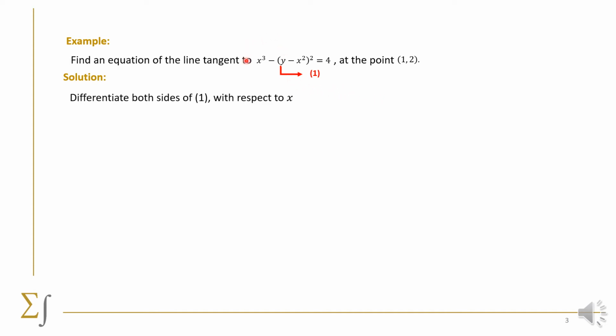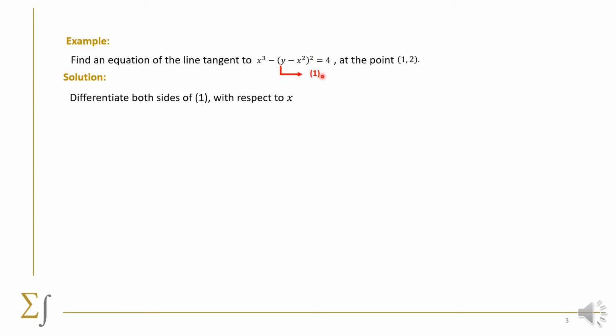So let's see, what's the derivative of x cubed? Yes, 3x squared. And what's the derivative of this bracket to the power 2? Of course, we use the chain rule. We put the 2 down, multiplied by the bracket to the power 2 minus 1, which is power 1, and then multiply by the derivative of the inside.